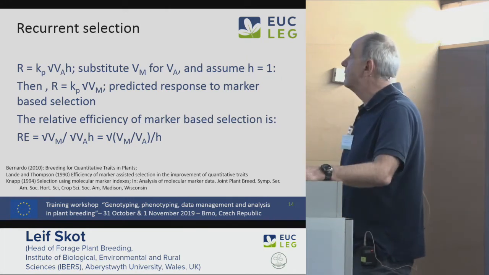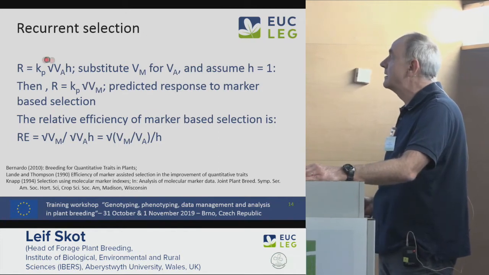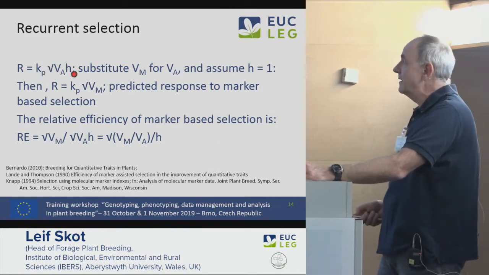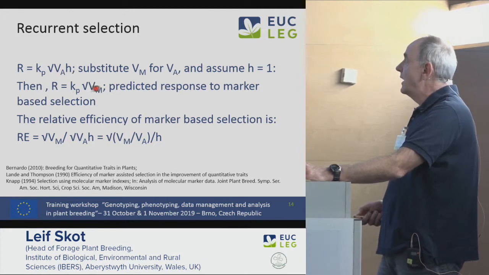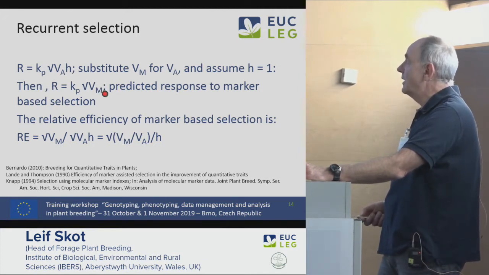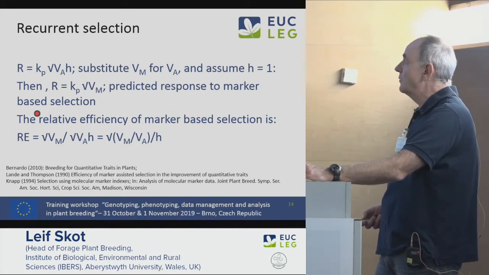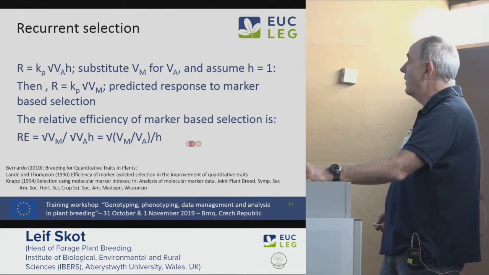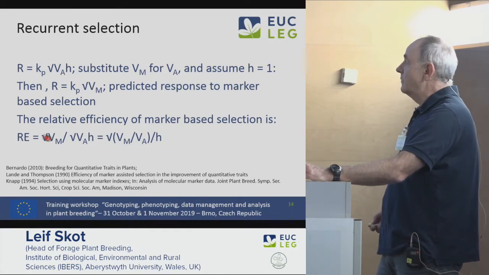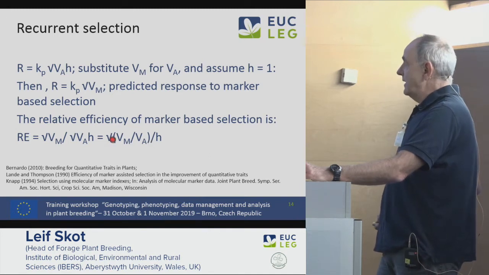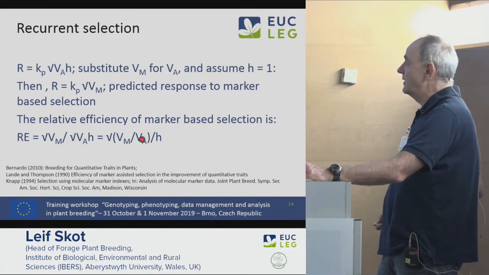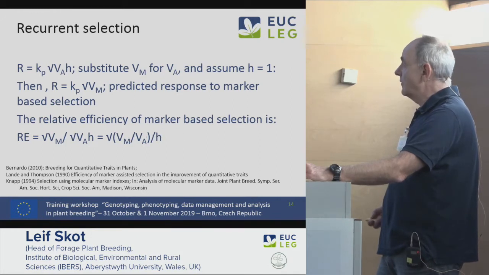There's no uncertainty about the markers. So that's Mendelian inheritance. And so you get this equation. So that's a predicted response to marker-based selection. And then the relative efficiency of marker-based selection is, this is what we come down to, the ratio between the variance explained by the marker and what's actually explained by the additive effects, divided by the square root of heritability.